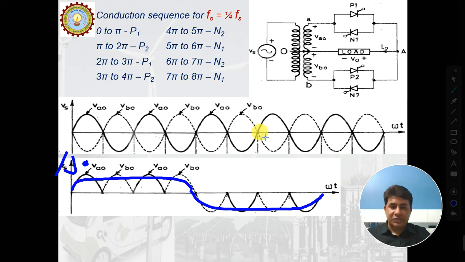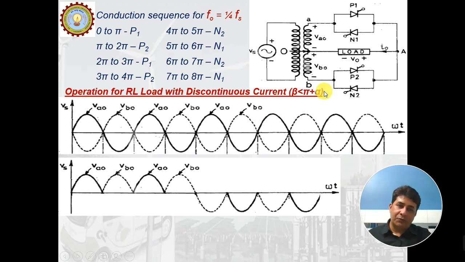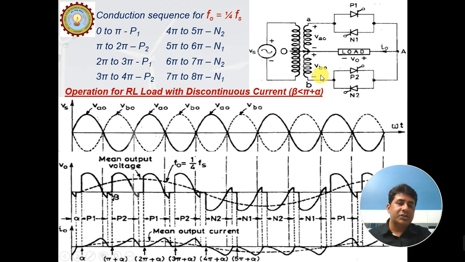Now this is a very general case, where I have considered the value of alpha as 0 degree. But if you wish to have complete control over the output, then we can vary the value of alpha. Now if the load is R, then there is not a big problem. But if the load is RL, then the condition is a little different. In case of RL load, there can be two cases: in one case the current can be discontinuous, and in the other the current can be continuous.